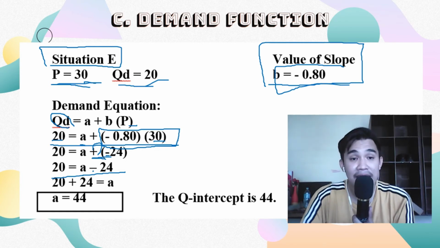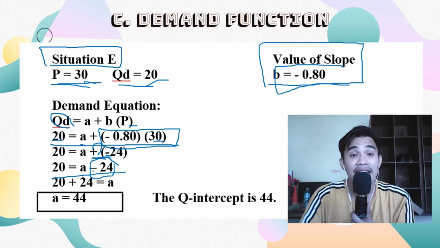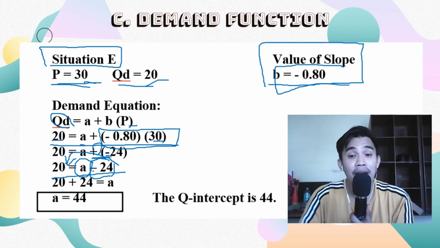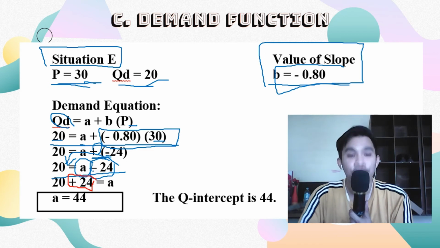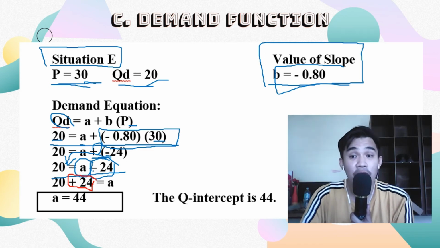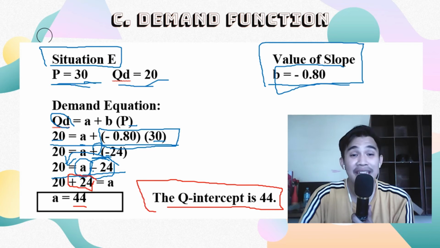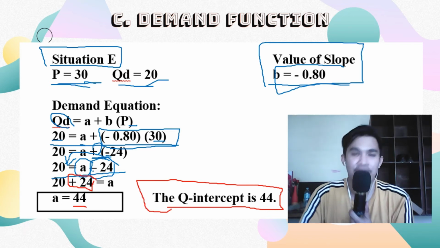So we are going to transpose negative 24 to the other side beside 20, so that A is left alone. When we transpose negative 24, it will become positive 24. So we have now 20 plus 24 is equal to A. So 20 plus 24 is 44. So the value of our A is 44 and our Y-intercept at the same time is 44. So we are now sure that the value of our A is really 44.